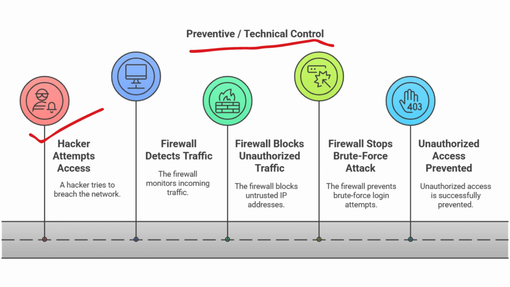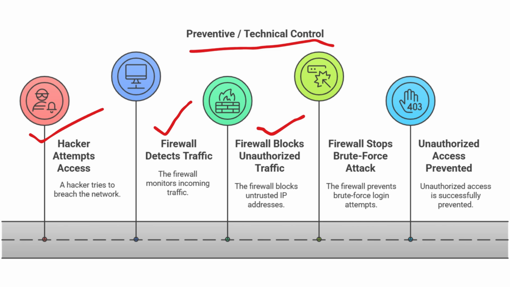Imagine the hacker is trying to access the company's internal systems by scanning for weaknesses. The firewall is set up to block all traffic from untrusted IP addresses. And if the hacker tries to brute force login credentials, the firewall detects the suspicious traffic pattern and blocks the connection. Why is this effective? The firewall prevents unauthorized users from accessing internal systems. It stops common cyber threats before they can do any harm.